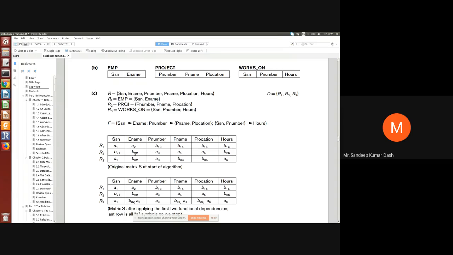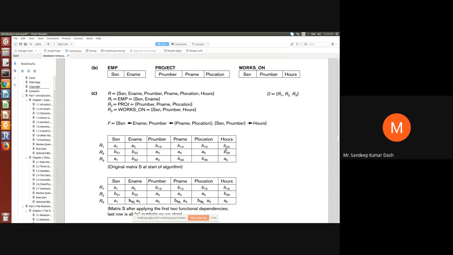Rest all will be B. Similarly, R3, SSN, P number, hours: SSN, P number, hours will be A. Rest all will be B. Okay. Now this is filled.